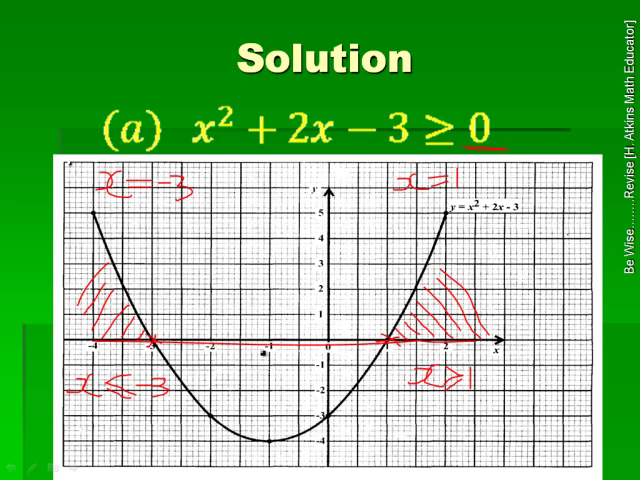Again, look at this 0. This is the deciding factor. The 0 tells us that y is 0. So where is the line y equals 0? It is the x-axis. Find the fixed points, which are -3 and +1. Then because you're saying greater than or equal to 0, it's above the line. But because the curve is like this, it's above the line but on the outside of the curve.